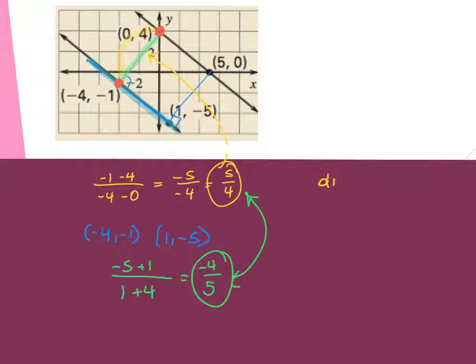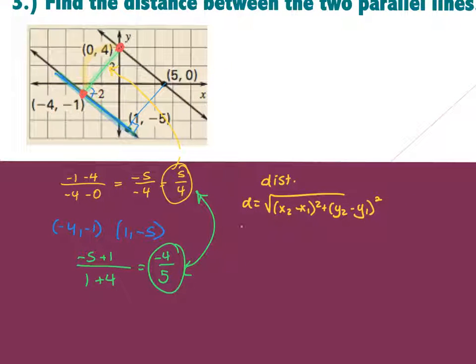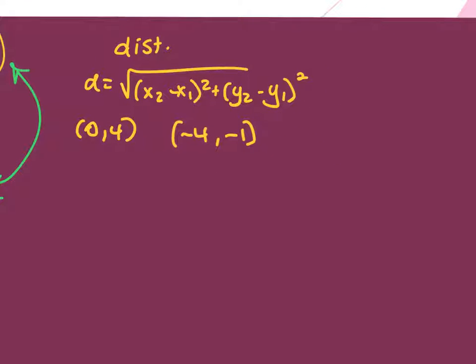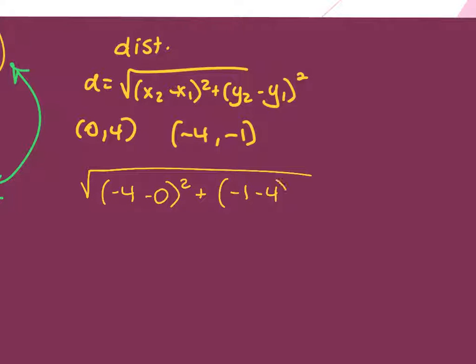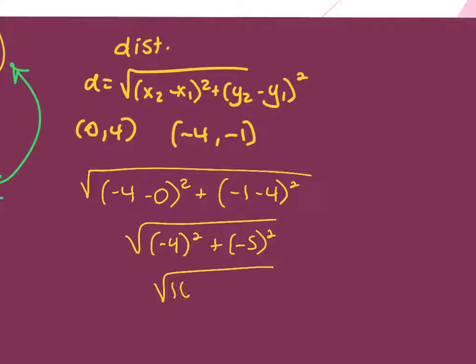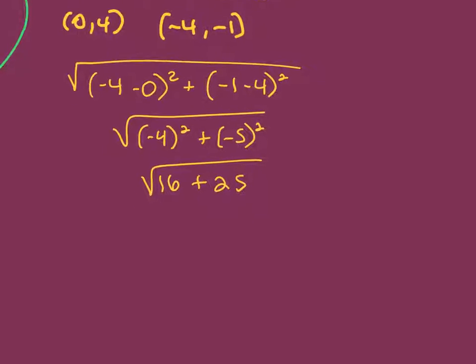So I'm going to use the distance formula, which is D equals the square root of x2 minus x1 squared plus y2 minus y1 squared. And my 2 points are 0, 4, and -4, -1. Plug them in, and I get the square root of -4 minus 0 squared plus -1 minus 4 squared, -4 squared, -5 squared, 16, 25, 41.